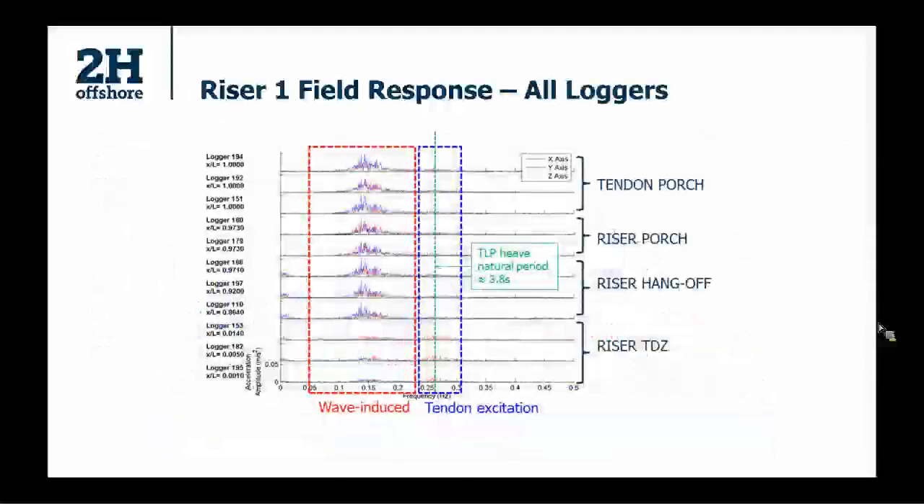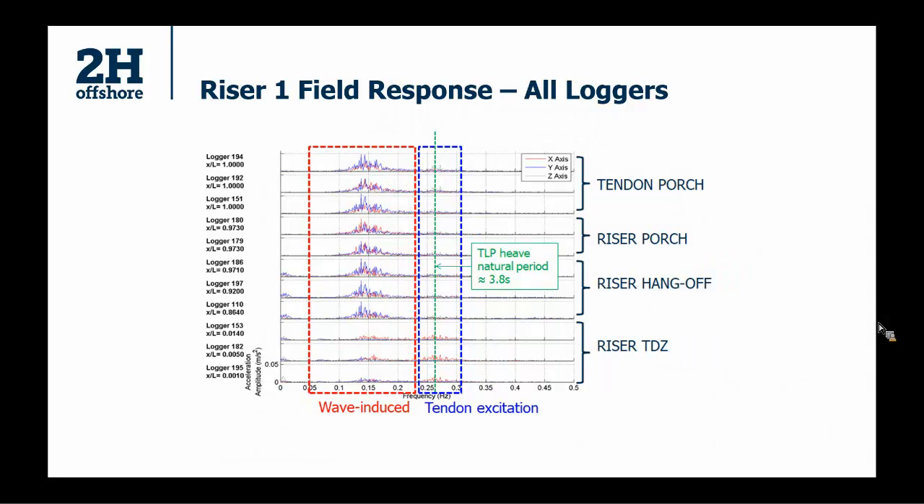Now, this is a plot where I'm showing you all the loggers from the bottom up to the top. And you can see the little X over Ls. They are sort of starting at zero from the touchdown zone and going up. And you can see that the bottom three loggers are touchdown zone loggers, and the rest are near the riser top or at the vessel.